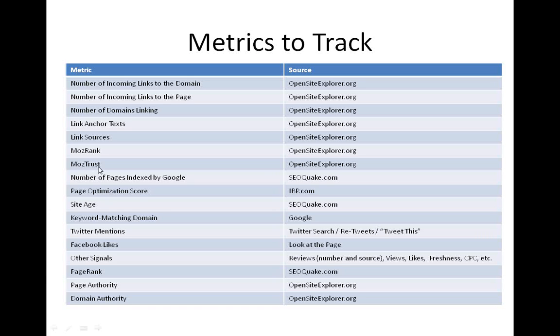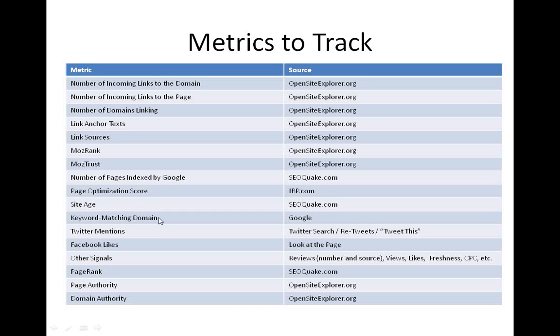Then we have mozTrust, and basically this measures the quality of your incoming links, so how good the links pointing to your site are. Then we have how many pages are indexed on Google from your site. Then I use a software called IBP, and basically that gives you a page optimization score. So maybe your page is 58% optimized, maybe it's 91%. So that's one of the things we're going to consider. We're going to also evaluate the site age, how old your website is, how long it has been around.